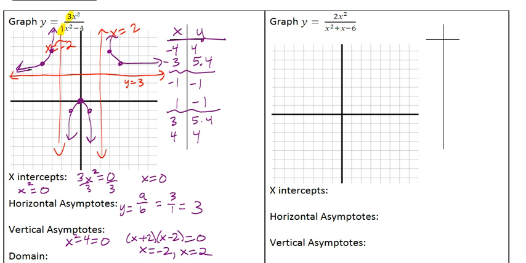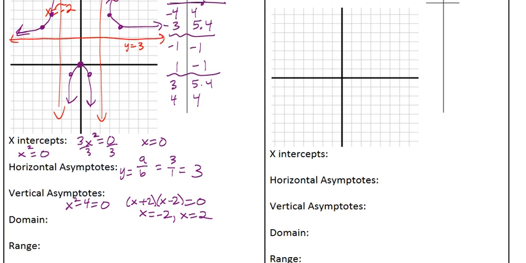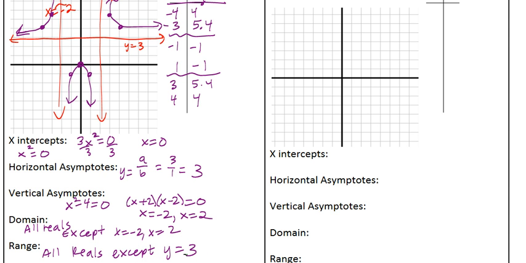Alright, domain and range. So where the x's are, the domain can be all reals except x equals -2 and x equals 2, and then the range is all reals except y equals 3, where my asymptotes are.